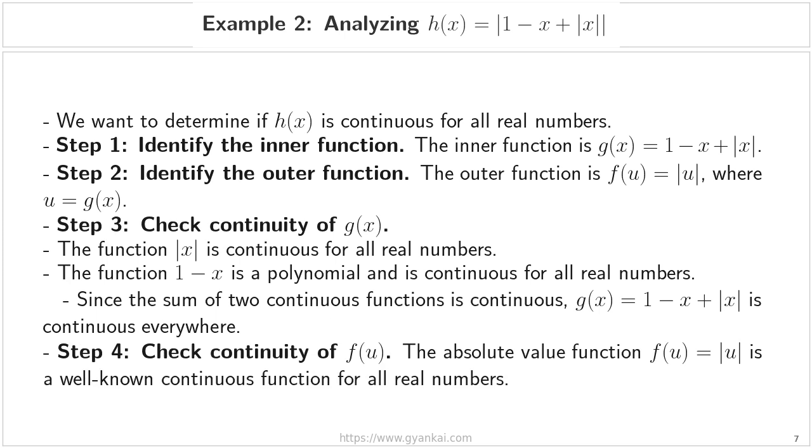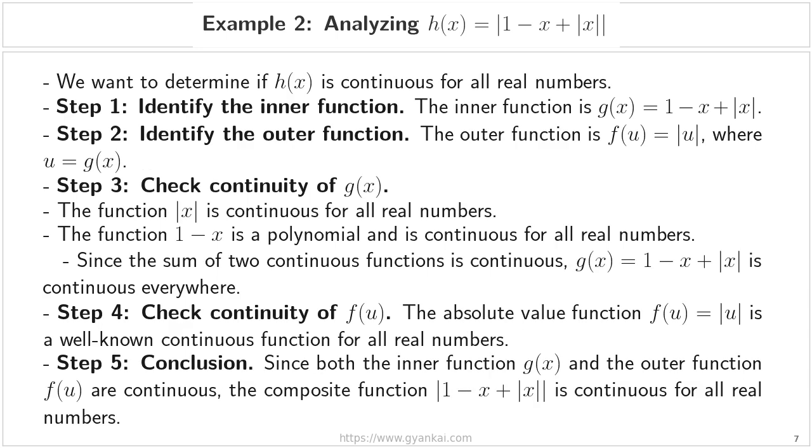Fourth, we check the continuity of the outer function. F of u, the absolute value function, is a well-known continuous function for all real numbers. Finally, we reach our conclusion. Since both the inner function g of x and the outer function f of u are continuous, the entire composite function, the absolute value of 1 minus x plus the absolute value of x, is continuous for all real numbers.